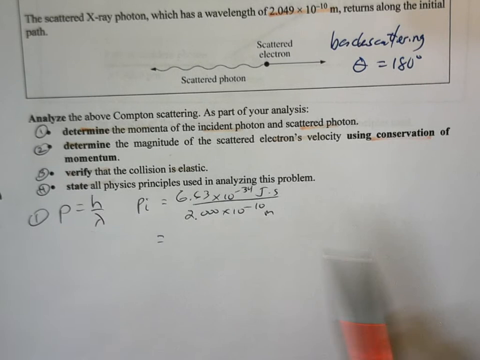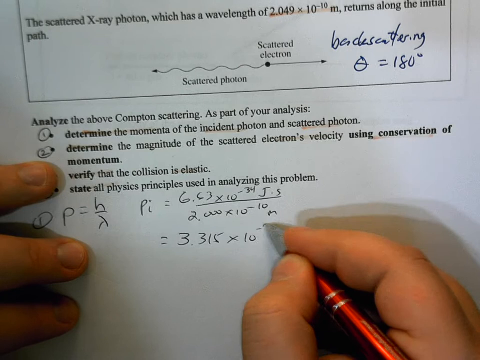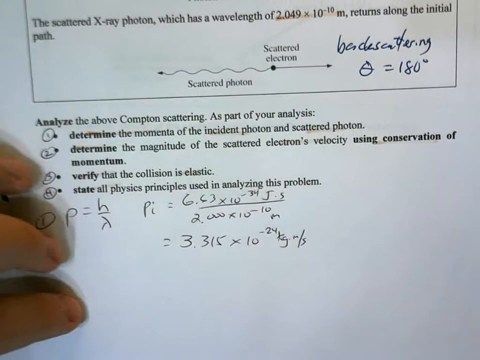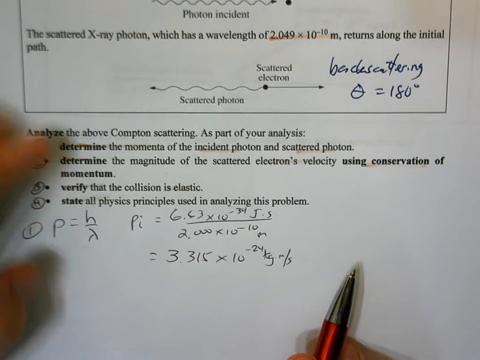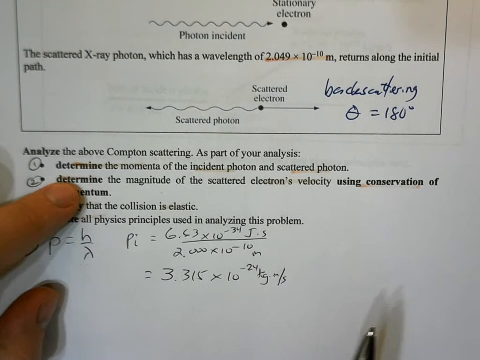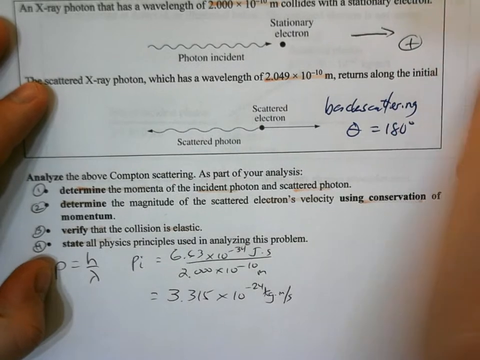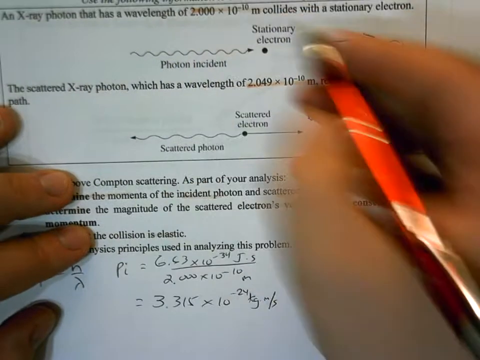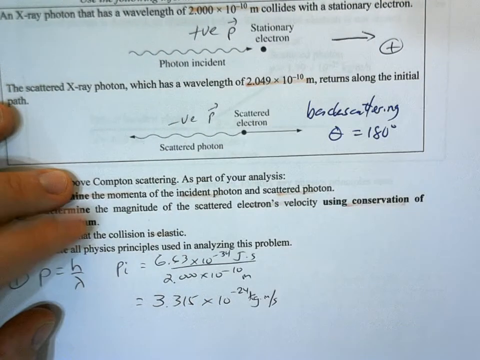So let's see what we get. We're going to get about 3.315 times 10 to the minus 24 kilogram meters per second. The other thing I should mention is that it's not talking about magnitude. Because I'm dealing with a vector quantity, I should assign some positive convention. I'm going to call the rightwards direction positive and the leftwards direction negative. So the incident photon has a positive momentum, and the scattered photon is going to have negative momentum.